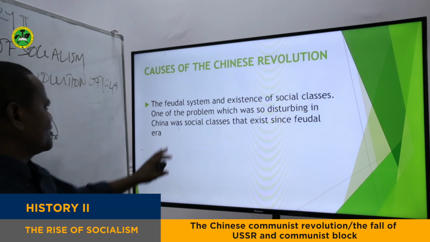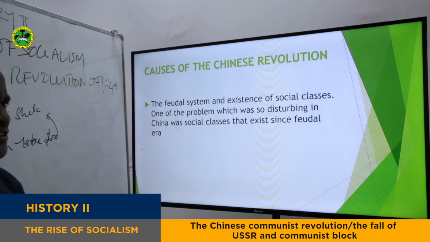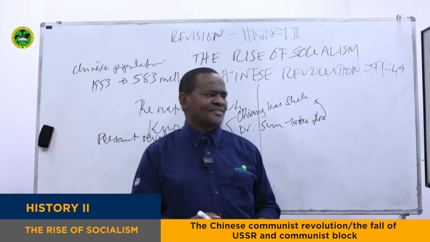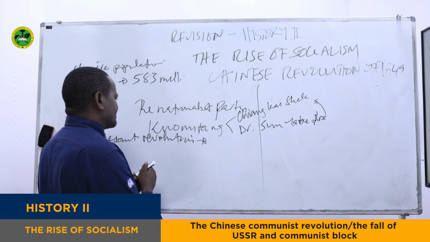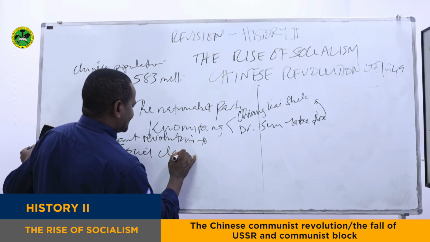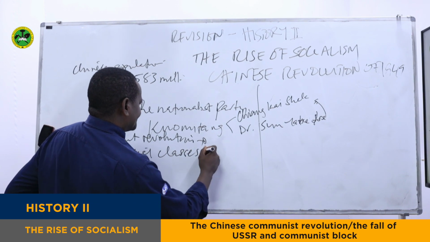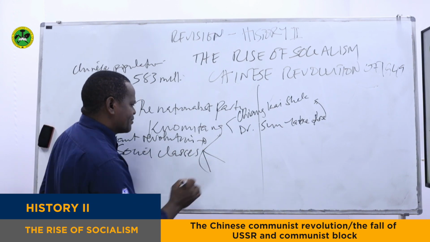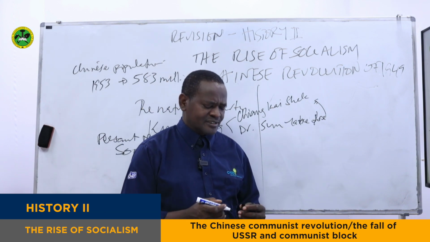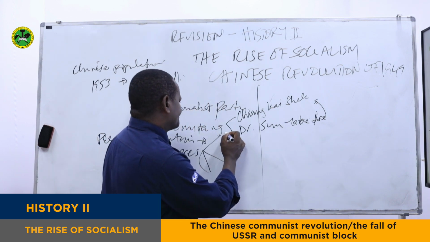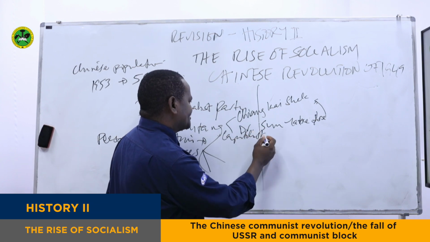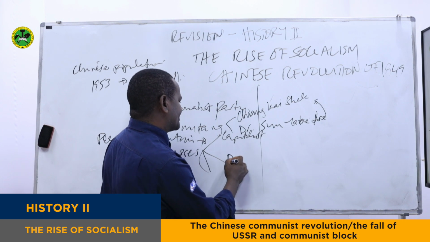My dear students, let's now go to the third cause of the Chinese Revolution, the feudal system and existence of social classes. One of the very disturbing problems in China was social classes. My dear students, you might have social classes, but those social classes can be broken. That means one can move from one social class to another. But unfortunately, in China, if one belongs to the capitalistic class, it means this person is totally separated from the other who belongs to the peasant class.